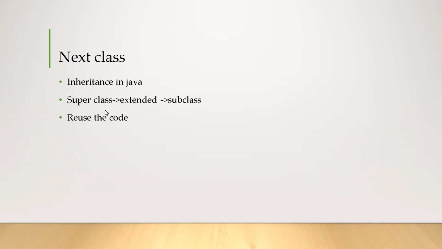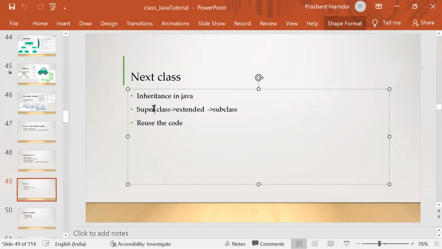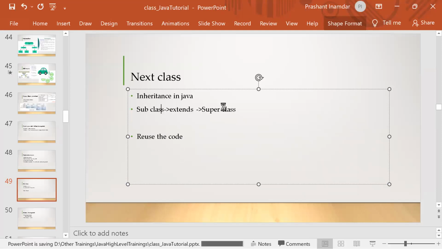So basically it is a parent-child relationship. There will be a parent class. Let me put the slide in a slightly different way. So it should be a subclass actually, which extends the superclass. What is the superclass? Basically, it will be the parent class. And the subclass means the child class, and it extends the superclass.